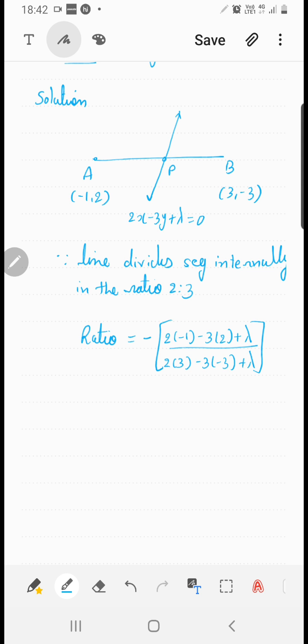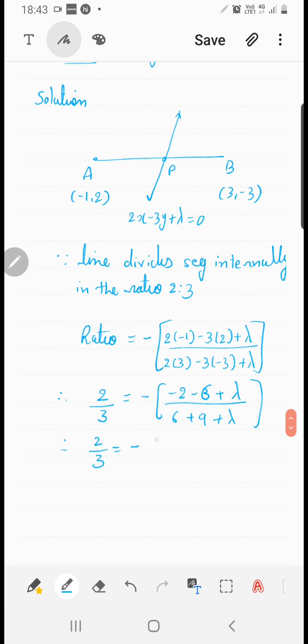In this sum, they have given us the ratio 2 is to 3. So in place of ratio, we put 2 by 3 equal to minus of, what I get, minus 2 minus 3 to the 6 plus lambda upon 3 to the 6, 3 is a 9 plus lambda. So what I get, 2 by 3 is equal to minus of lambda minus 8 upon lambda plus 15.